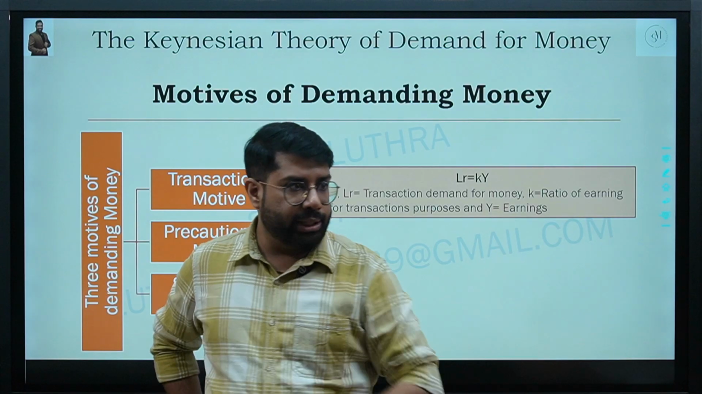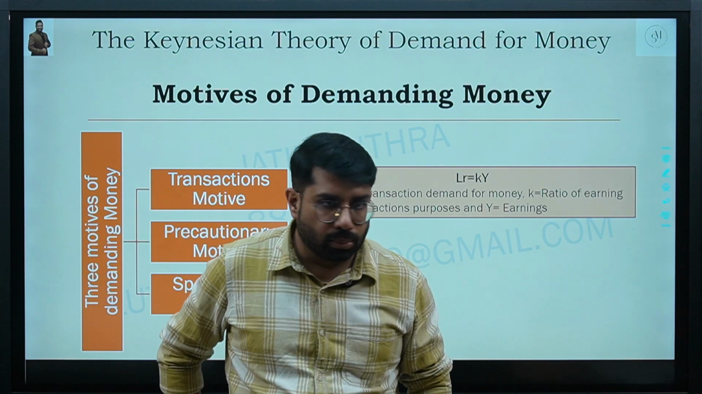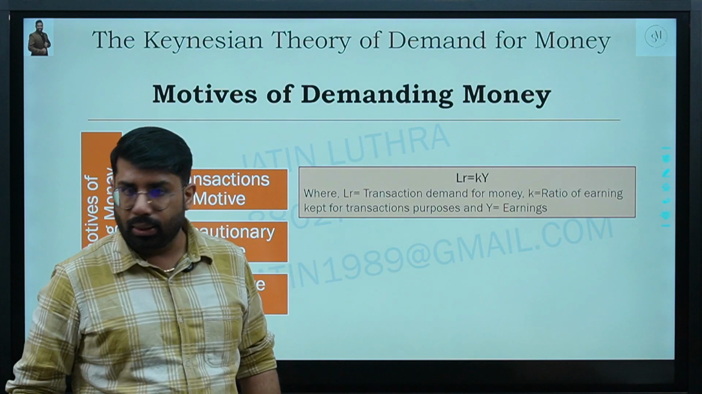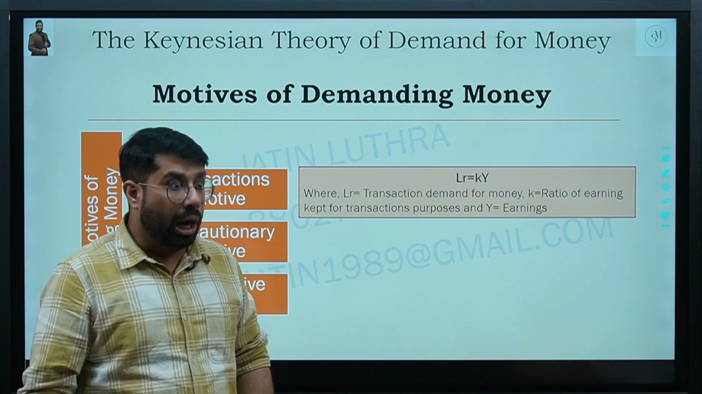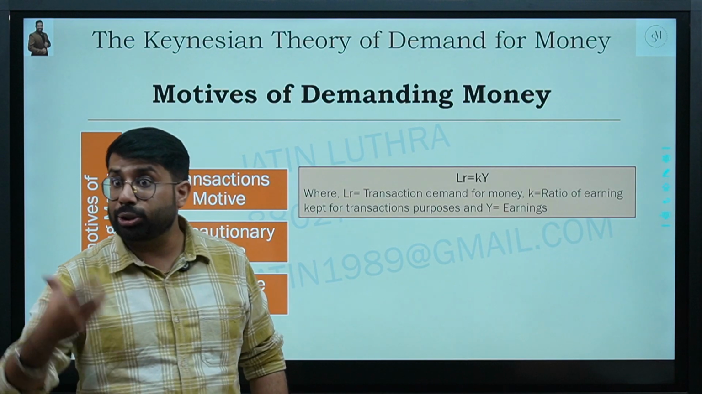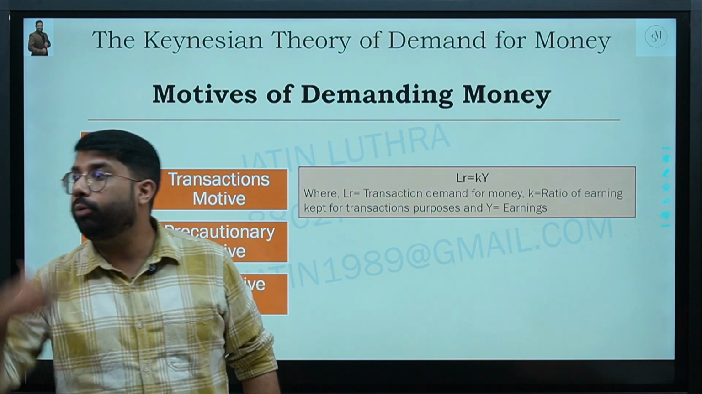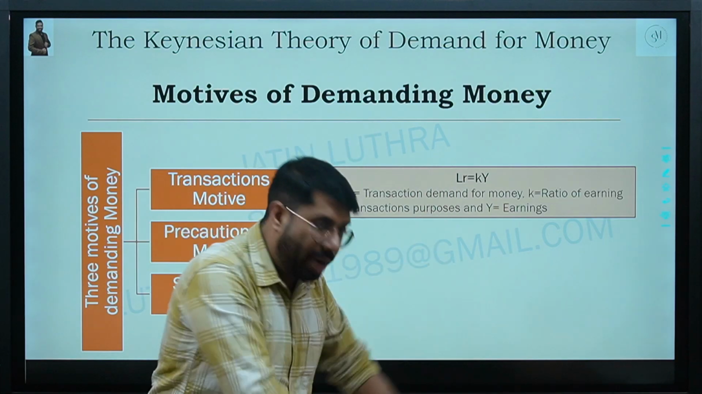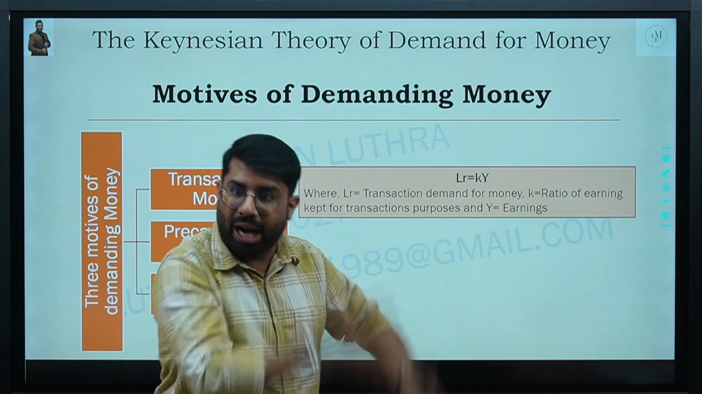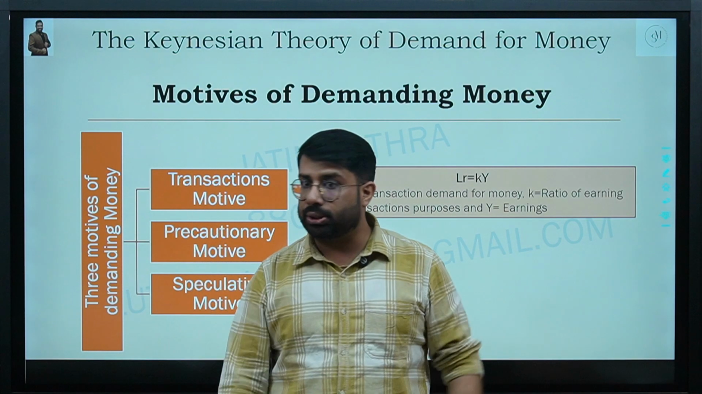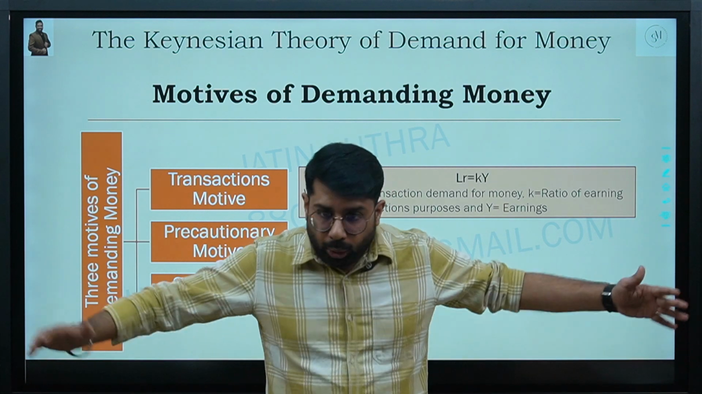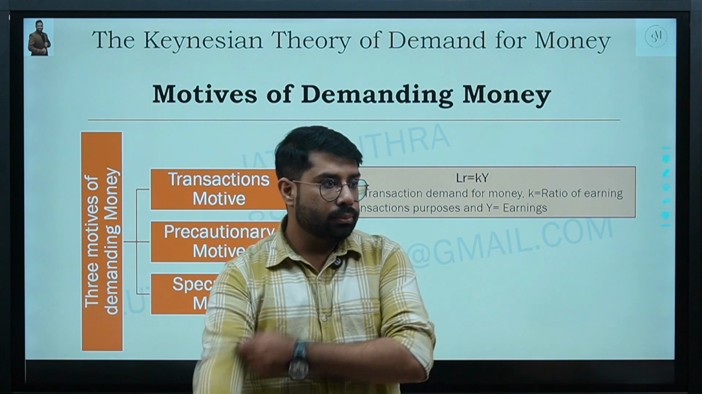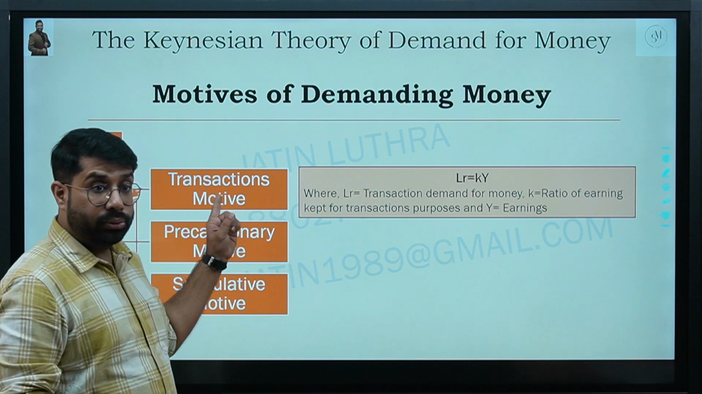Willingness to purchase and power to purchase. Yes or no? Yes, sir. LR, which says transaction demand for money, is your willingness to purchase. How much you want to buy, how many transactions you want to do, how much money you need for transactions. And KY means how much money you have with you, how much money you have kept aside. This is the willingness to purchase. This is the power to purchase. You equalize them, that becomes your demand. Demand, that is transaction motive.